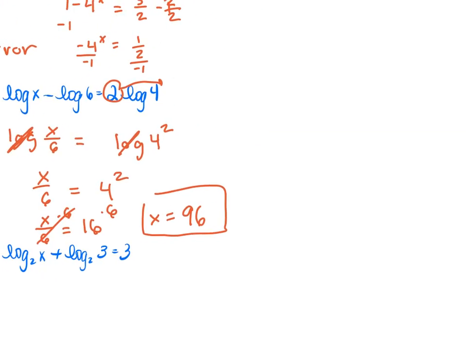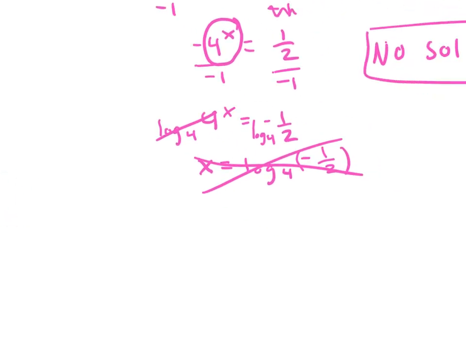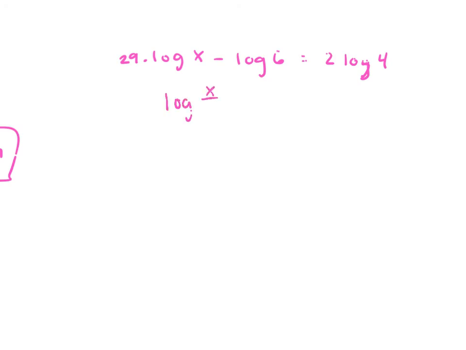All right, 29. I'm going to do that one on the side over here, because I already did that one in class. So 29, the second 29, because there's two of them. So log of x minus log of 6 is equal to 2 log of 4. So what do we do first here? Condense the left side, so we have log of x over 6 is equal to 2 log of 4.